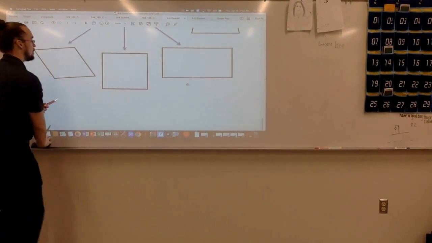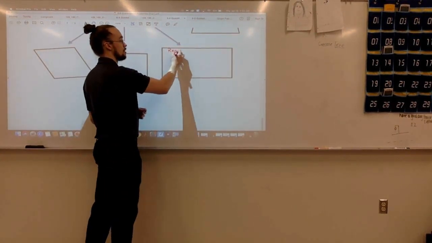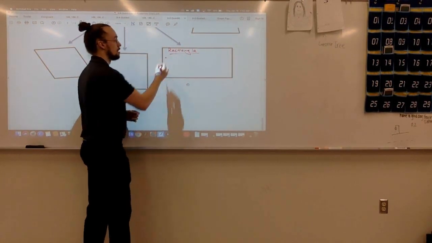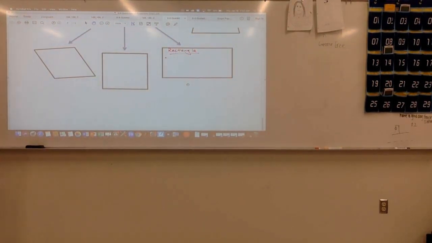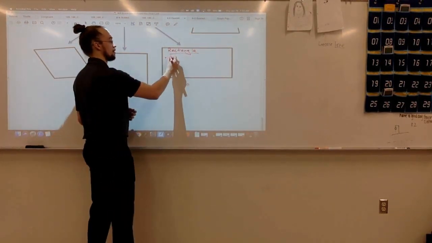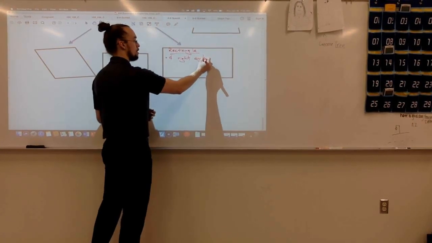Alright, so let's start with rectangle, because we did that one first. So what additional properties did we have for a rectangle? All angles are right angles. That was kind of the big one.